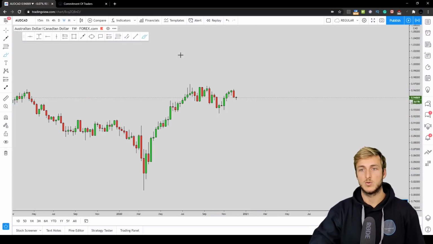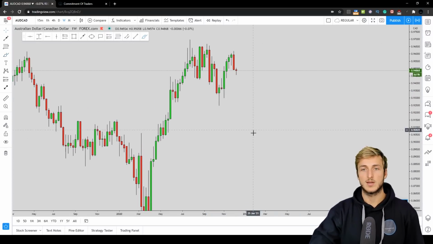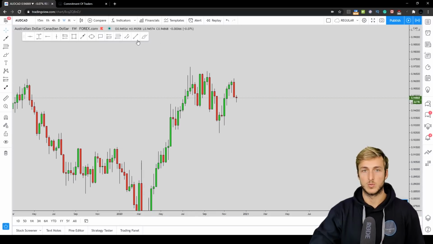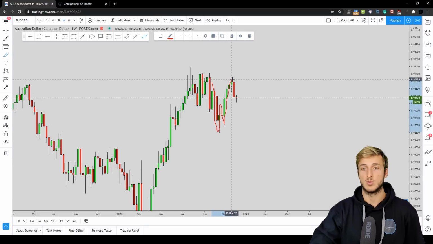Going down to the weekly, what do we have? Now on the weekly time frame, price action is quite clear. We have a market which has also created on the weekly time frame this W formation.